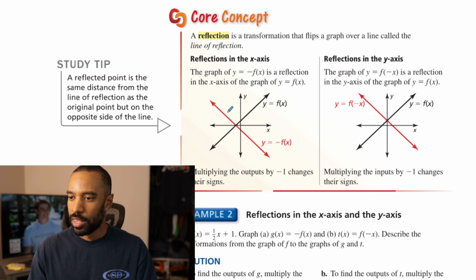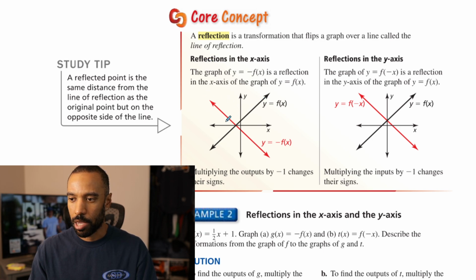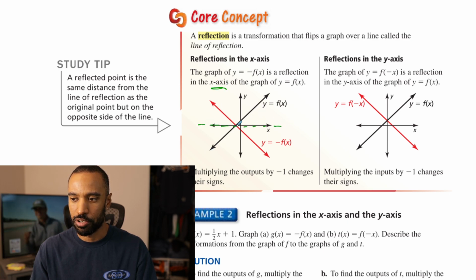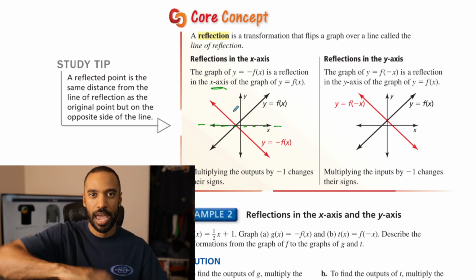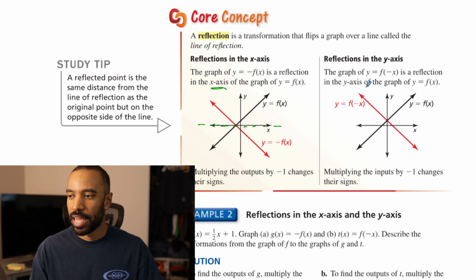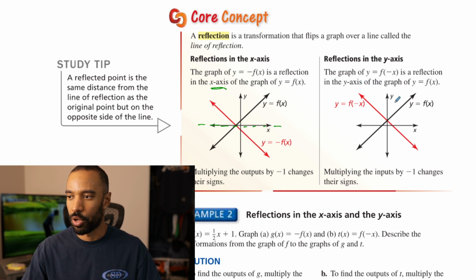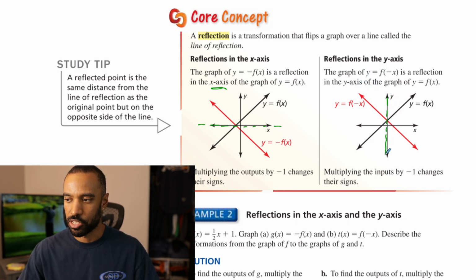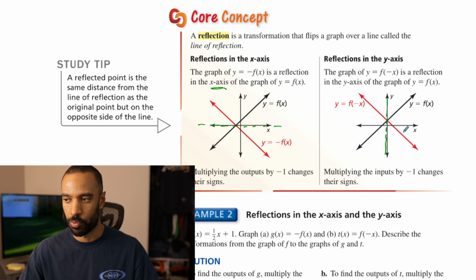But this one has a clear reflection. When you look at black and red, they're reflecting across the x-axis. That means that this x-axis is the line of reflection for black to flip itself over and then become red, like so. And then in this one, they're reflecting over the y-axis. You can see in the y-axis, there's a mirror image of black to red, like so.